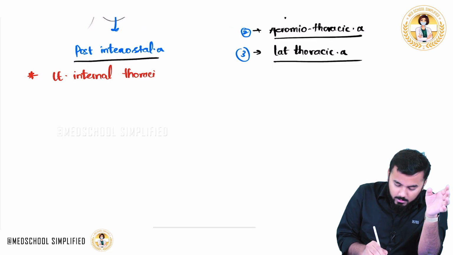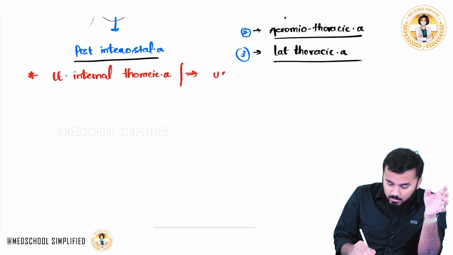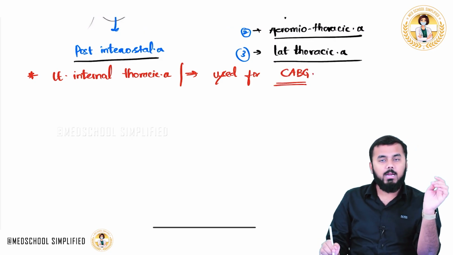So keep this in mind, that the left internal thoracic artery or the left internal mammary artery is used for coronary artery bypass grafting, CABG, coronary artery bypass.